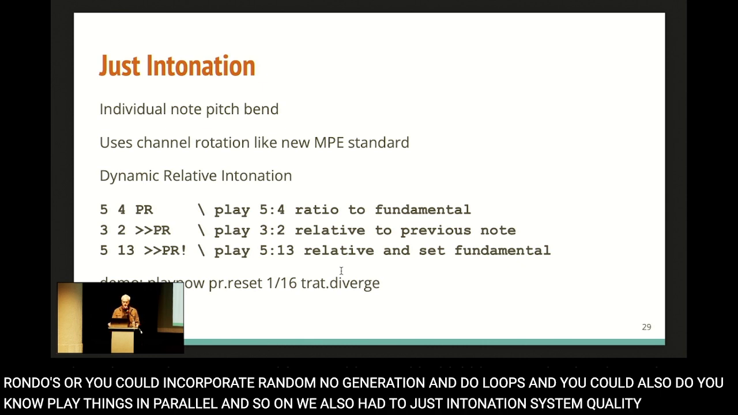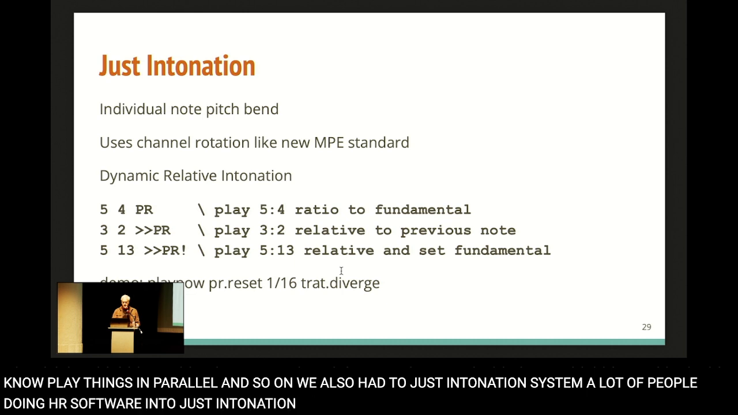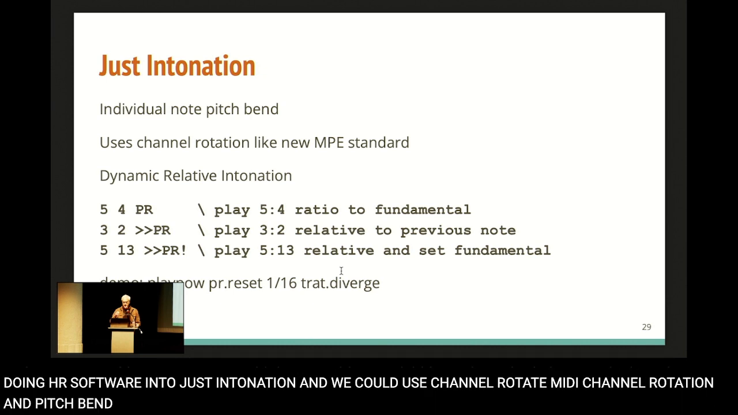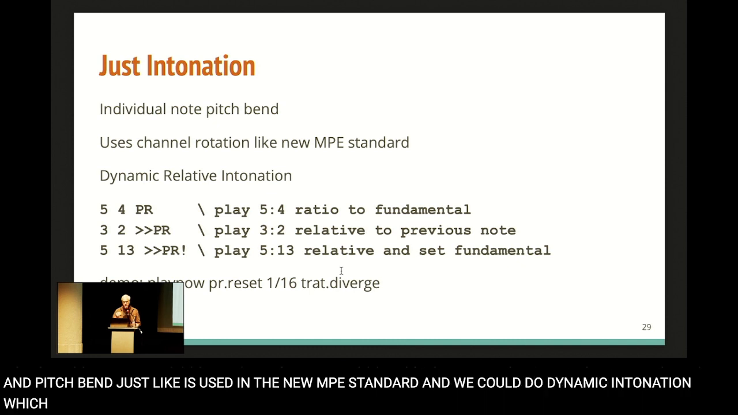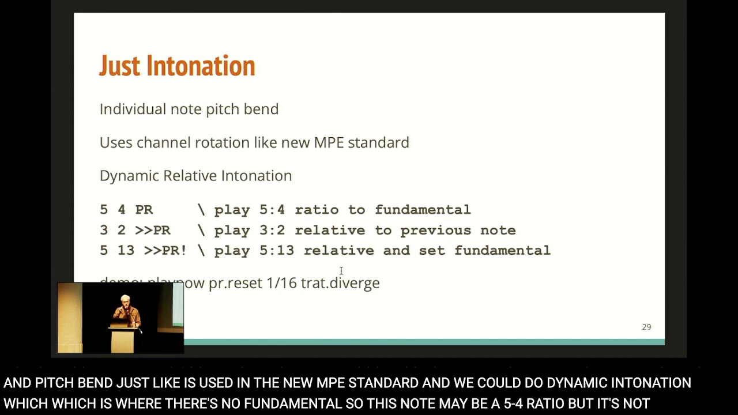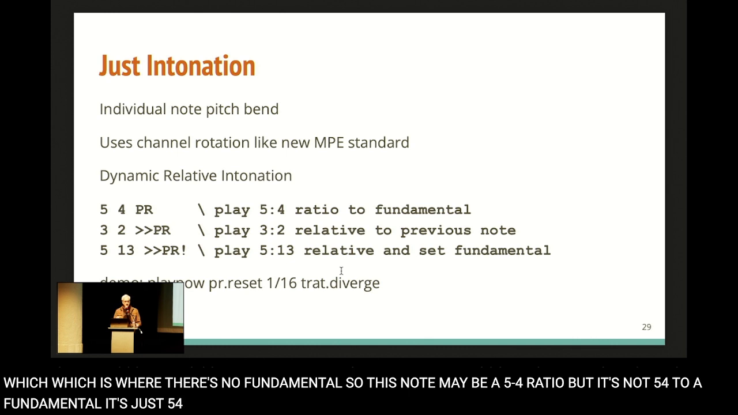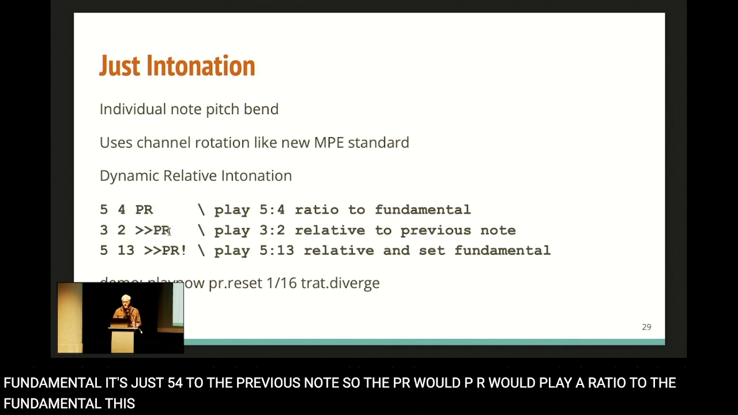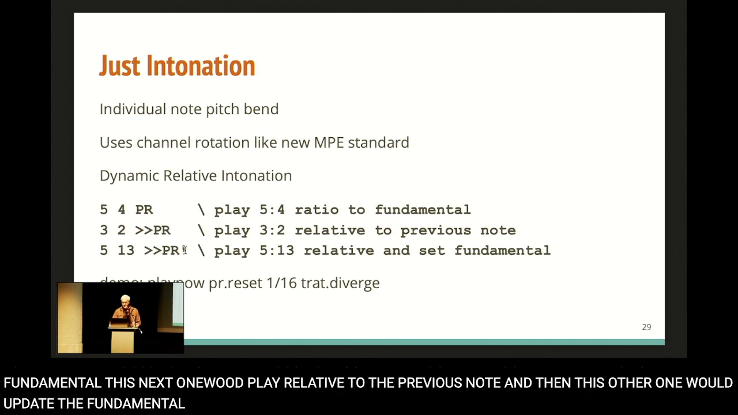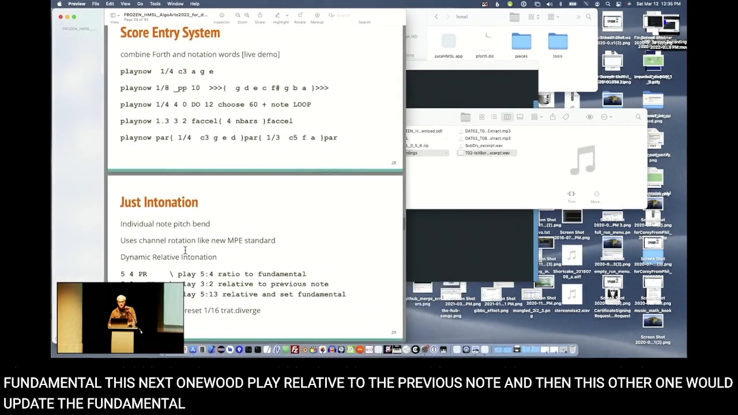A lot of people doing HMSL were into just intonation, and we could use MIDI channel rotation and pitch bend, just like is used in the new MPE standard, and we could do dynamic intonation, which is where there's no fundamental. So this note may be a 5-4 ratio, but it's not 5-4 to a fundamental, it's just 5-4 to the previous note. So this one would play a ratio to the fundamental. This next one would play relative to the previous note, and then this other one would update the fundamental. So I'll show you what that sounds like.